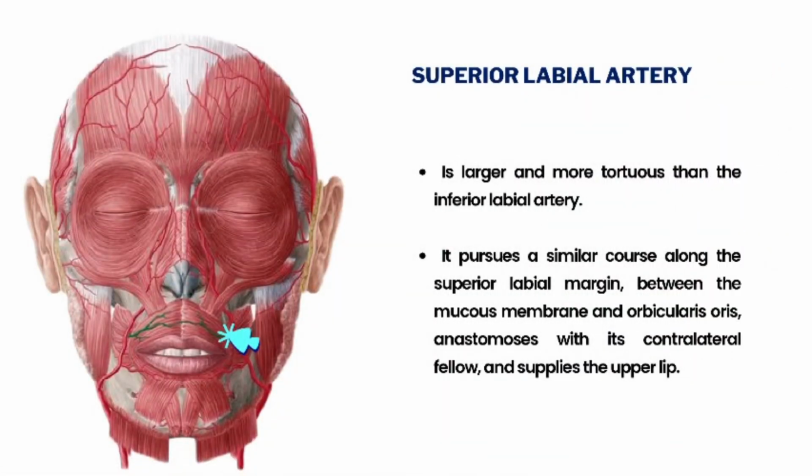The superior labial artery is larger and more tortuous than the inferior labial artery. It pursues a similar course along the superior labial margin between the mucous membrane and orbicularis oris, anastomoses with its contralateral fellow, and supplies the upper lip.